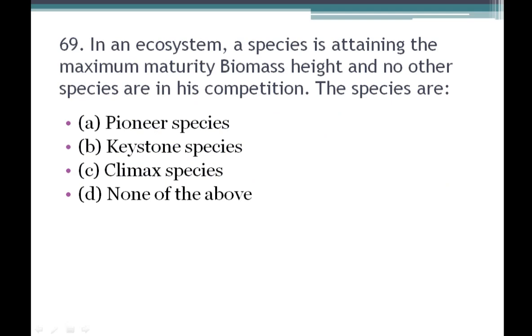Question number 69. In an ecosystem, a species is attaining the maximum maturity biomass height and no other species are in its competition. The species are A. Pioneer species, option B. Keystone species, option C. Climax species, or option D. None of the above. The correct answer is option C, that is Climax species.